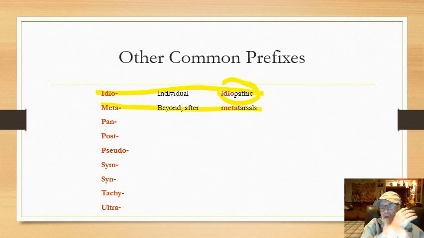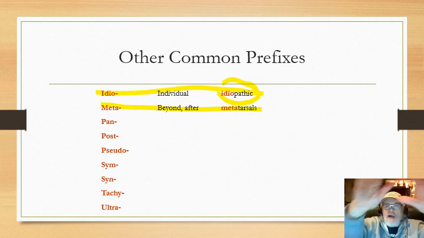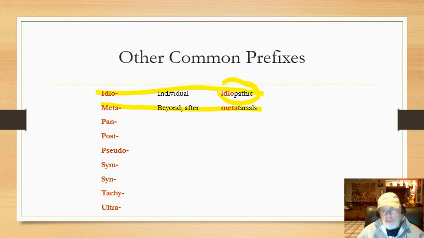Meta, we had before, means beyond or after. Metatarsals: the back part of the foot is called the tarsals, and the long foot bones beyond that are called the metatarsals. This area in the wrist is called the carpals, and this area in the hand is called the metacarpals because they're beyond or after the carpals. They're beyond or after the tarsals. So meta means beyond or after. Pan means all.